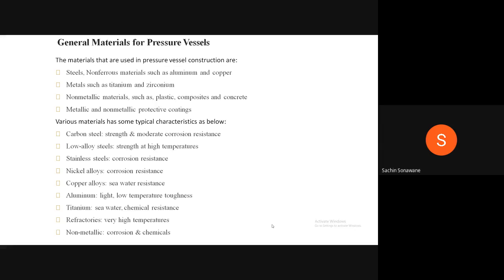Various materials have some typical characteristics as below: carbon steel, strength and moderate corrosion resistance; low alloy steels, strength at high temperatures; stainless steels, corrosion resistance; nickel alloys, corrosion resistance; copper alloys, sea water resistance; aluminum, light, low temperature toughness; titanium, sea water, chemical resistance; refractories, very high temperatures; non-metallic, corrosion and chemicals.